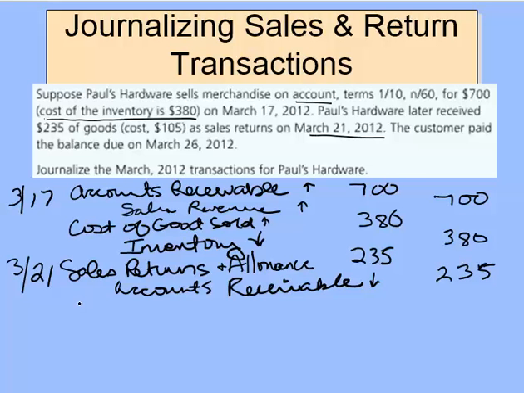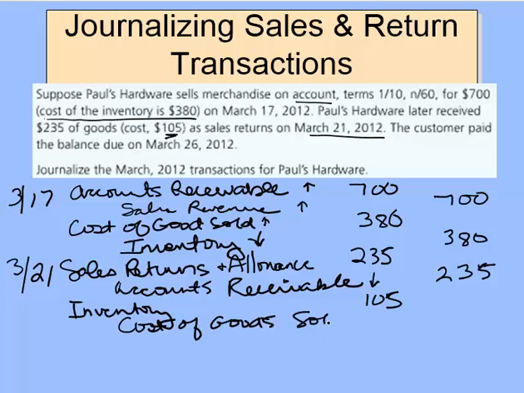All right, we also have to put that inventory back on our shelf. So we debit inventory for what it costs, which had a cost of $105, it tells us. And we credit cost of goods sold. So we reverse the second part of that journal entry. Okay, that looks pretty good. Then the very last part here is the customer paid the balance due on March 26th.